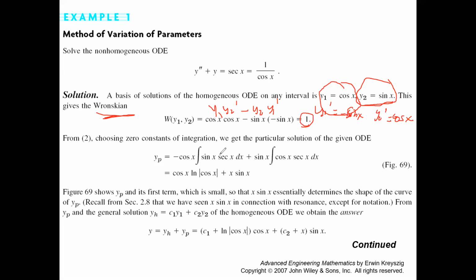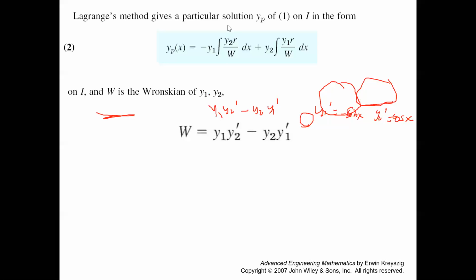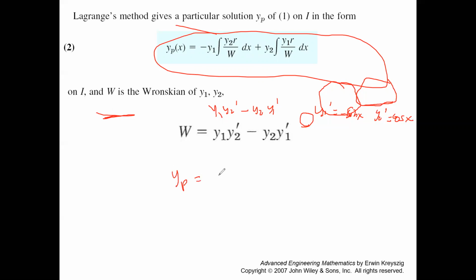And then you substitute into this equation over here. So y1 is equal to cos x, so yp equal to negative cos x, integration of the y2, which is sin x.